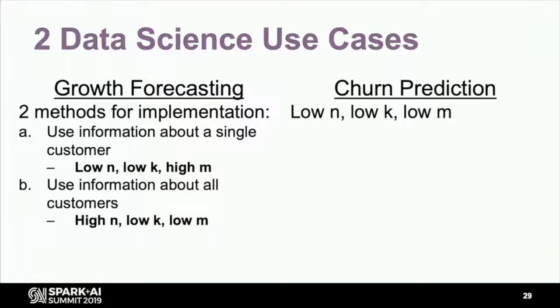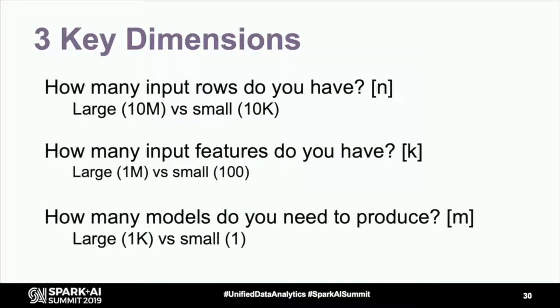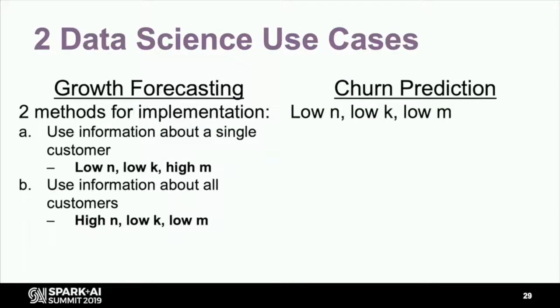Those three key dimensions, N, K, and M, or N, P, and M, whatever you want to call them, are how many input rows you have for a particular model, how many input features you're dealing with, and how many models you actually need to produce. In some problems, like churn prediction, you're only producing one model: will this customer churn? But things get a lot more complex when you want to create a model for lots of individual customers.